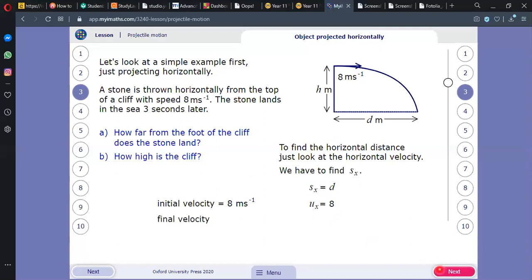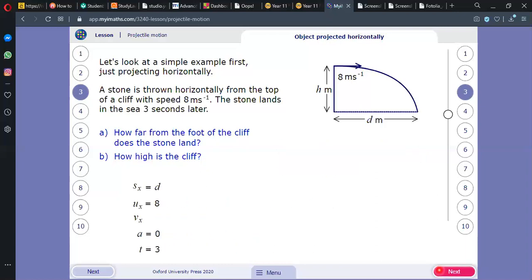Okay, now final velocity Vx, we need to find it. Acceleration is 0 horizontally, remember that. So a equals 0 because it's a horizontal motion for the projectile. The time is 3 seconds according to the question, so t equals 3. So we have our parameters and their values and what we are looking for.